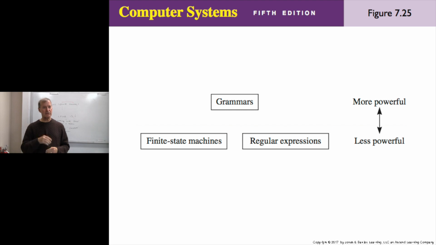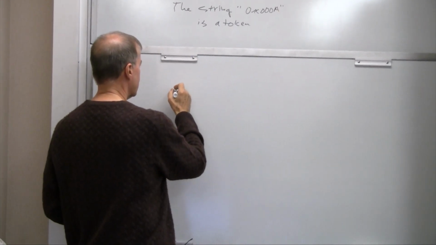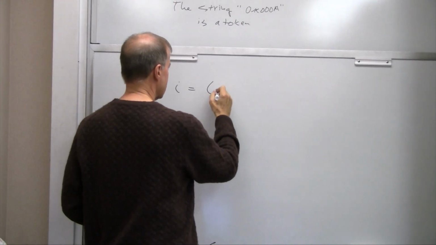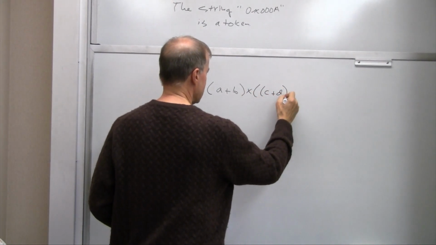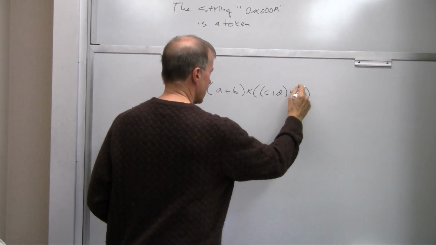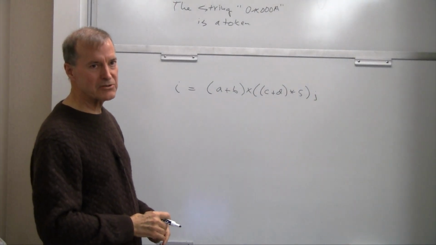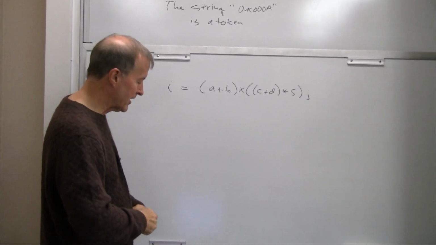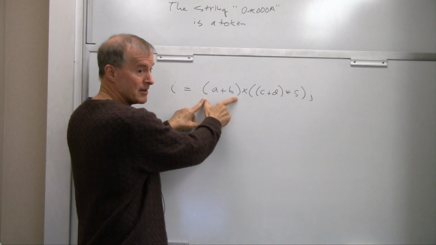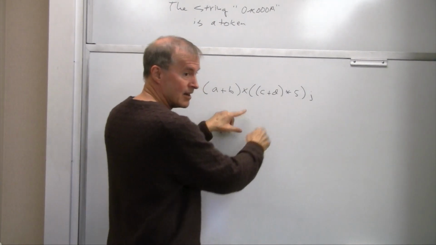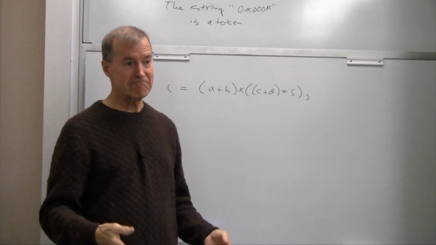Let me try to give you an example of why that is. In a high-level language, you can say: i gets open paren a plus b close paren times open paren open paren c plus d times 5 close paren, and then a semicolon. This is a valid statement in the C programming language. How much nesting do we have with the parentheses here? Just one. But here, this parenthesis is nested inside this one. And in C, how deep can you nest parentheses? Is there a limit? There is none.